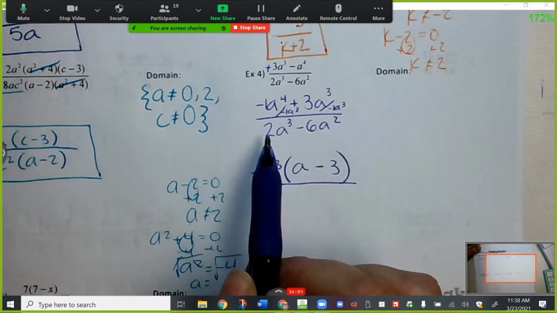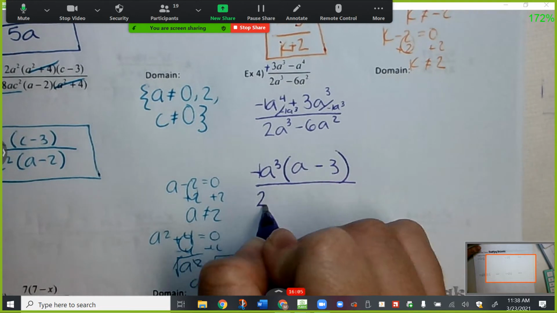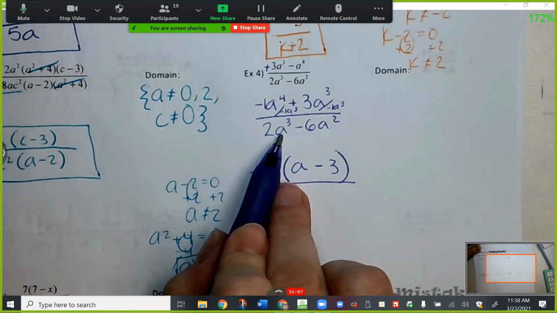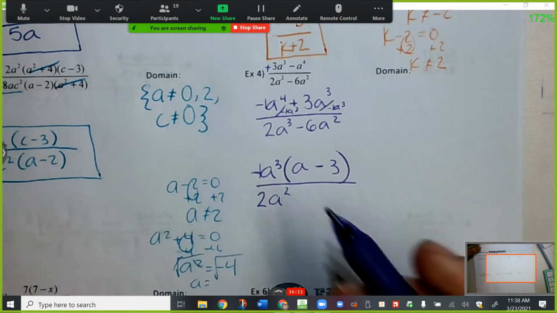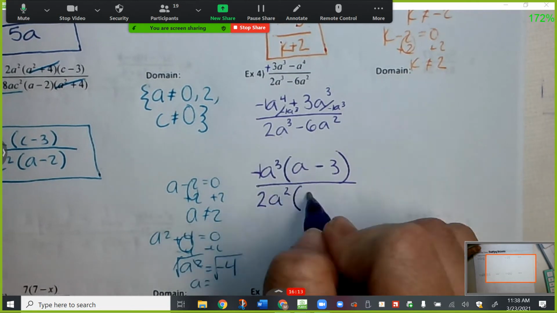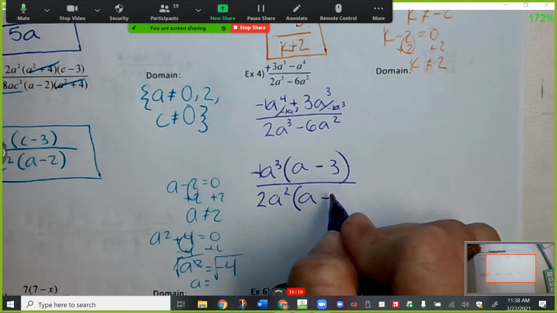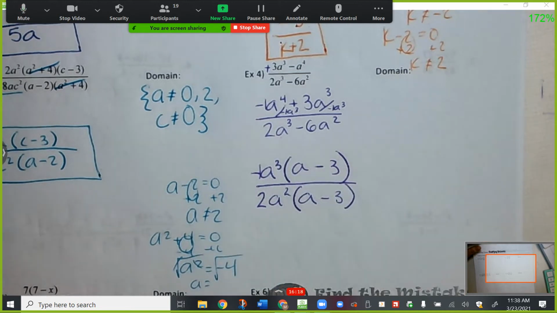Now, here, 2 does go into 6, so 2 is our number for GCF. And then I have a cubed and a squared, so we're going to take out an a squared because I can take 2 away from both of those. That leaves me with just a. Negative 6 divided by 2 is negative 3, and I took out that a squared.